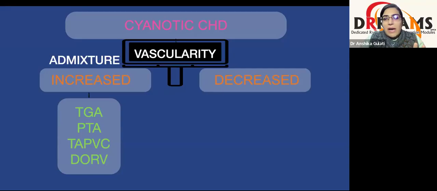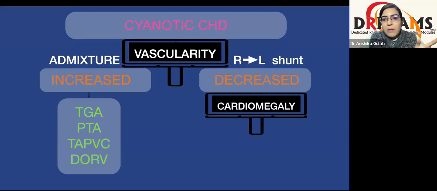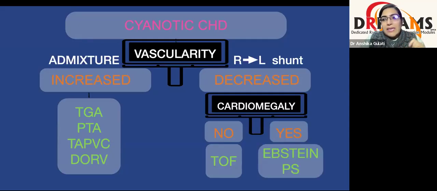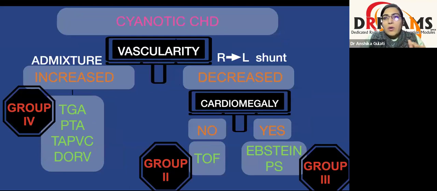On the other hand, if the vascularity is decreased in a cyanotic baby's radiograph, then this is because of right to left shunt, which takes the blood away from the pulmonary artery, leading to pulmonary oligemia. In that case, we go to our step number 2, that is to look for the heart size. If the heart size is normal, then there is one possibility, that is TOF, tetralogy of Fallot. If the heart size is increased in such a case, then there are two major possibilities. Either it could be Ebstein's anomaly or pulmonary stenosis. And these cyanotic congenital heart diseases are further categorized into group 2, 3, and 4, as we shall discuss further.